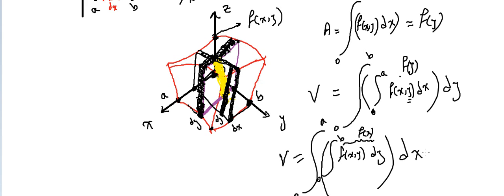We still have one more. Instead of taking z first, we can start on the surface, which is xy first, and then we go up high to get the height, right? I'll do it in the next video.